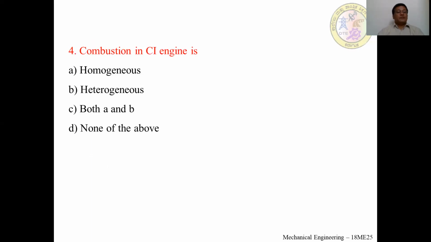Question number 4: the combustion in CI engine is. The options are homogeneous, heterogeneous, both A and B, and none of the above. The right answer is heterogeneous. In a CI engine the combustion is heterogeneous, whereas in SI engines it's homogeneous.